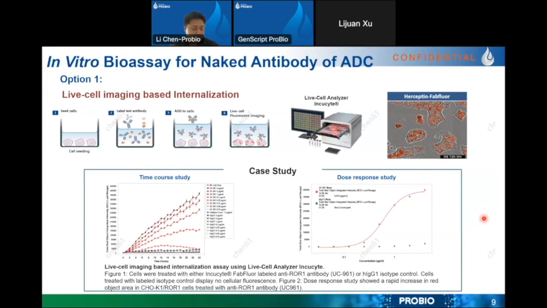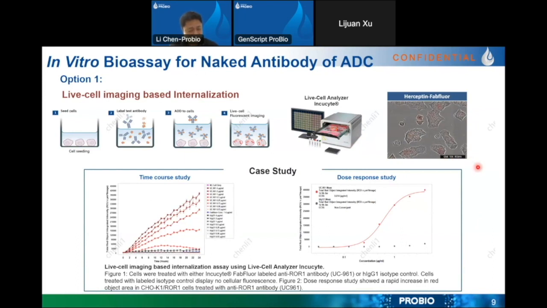The first option is live cell imaging based internalization. So basically, it utilizes a hardware called IncuCyte to visualize the whole endocytosis process through fluorescent signals.